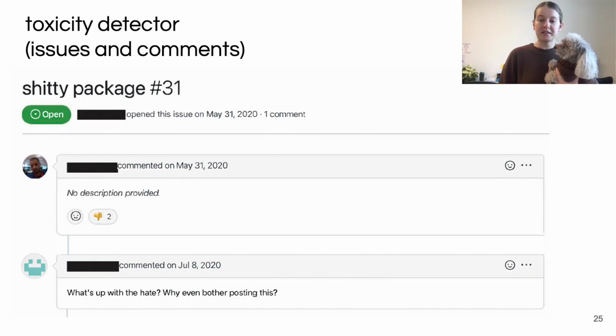First, the language-based detector we used, which was built by our group in a previous paper. It's based on 2 pre-existing off-the-shelf models for toxicity and politeness. We first deployed this toxicity detector to identify original toxic issues, as seen in this example, where it just says "shitty package" with no context. And then we use the same detector to identify toxic issue comments. Issue comments are the responses to the original issues. In this example post, the issue comment is, "What's up with the hate? Why even bother posting this?" It's not a toxic issue comment. This is a toxic issue because the original issue was toxic.